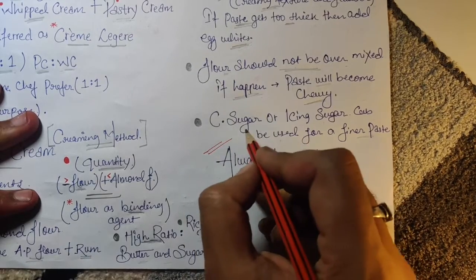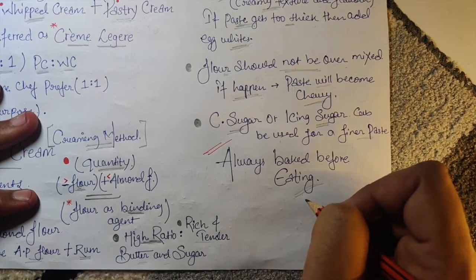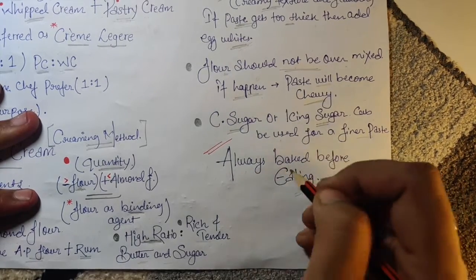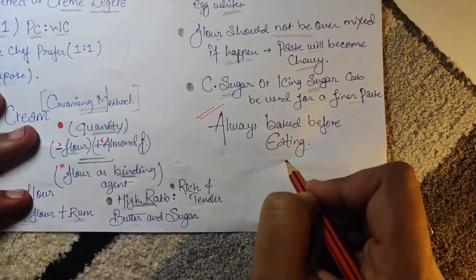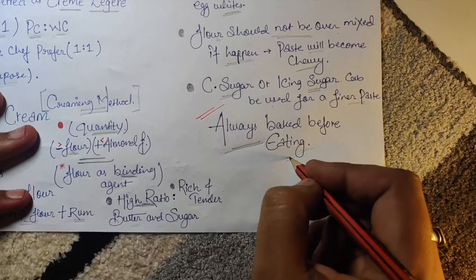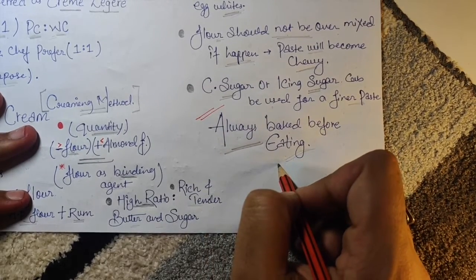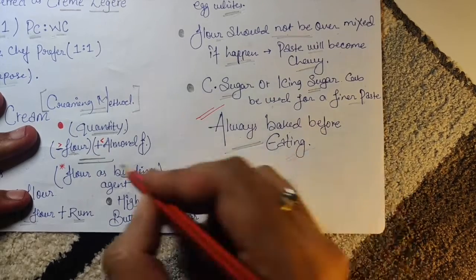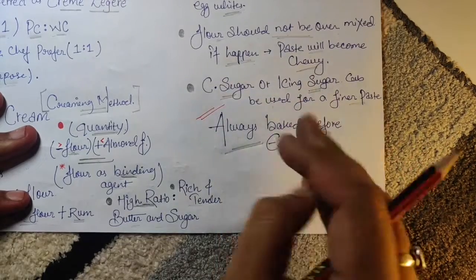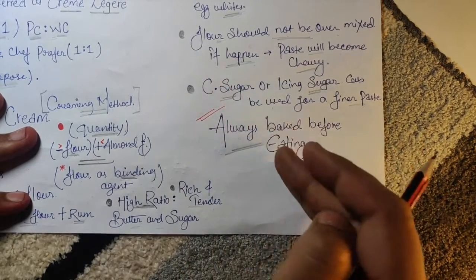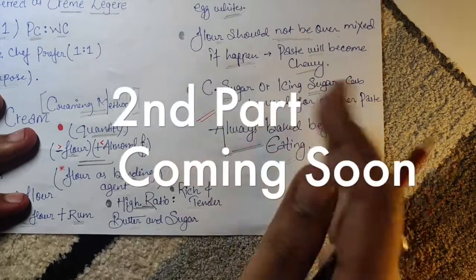Here we go. Sugar, of course, is supposed to be castor sugar, or you can go for icing sugar, okay, because this will dissolve faster in the creaming method. Clear with this? Always baked before eating. This is important. Always baked before eating. Why? It has eggs, and those are raw, right? We're not cooking it. This is what we use for puff pastry, almond cream. Bake it, then put whatever you're stuffing, whatever cream or custard you want to add, and serve.